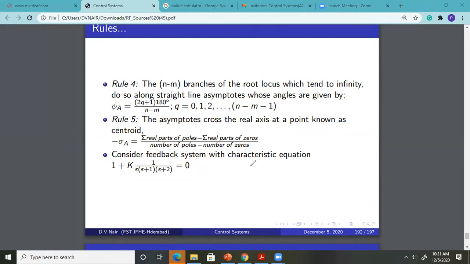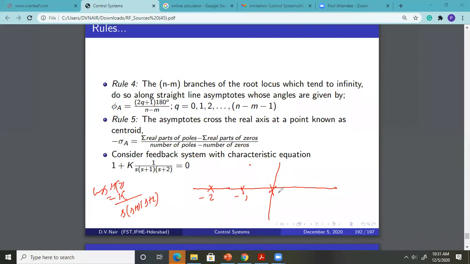Let us plot the open loop transfer function, the poles and zeros. So what is G(s)H(s) here, Shri? K into 1 by s plus 1 by... G(s)H(s) is K upon s into s plus 1 into s plus 2, right? Yes. So sir, the open loop poles are: one at origin, one at minus 1, one at minus 2.